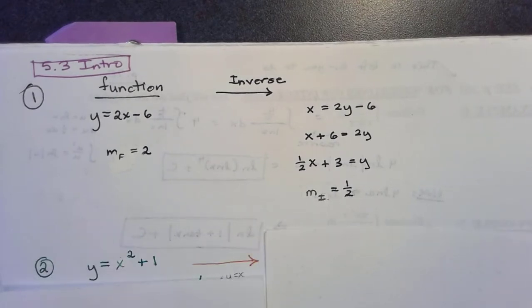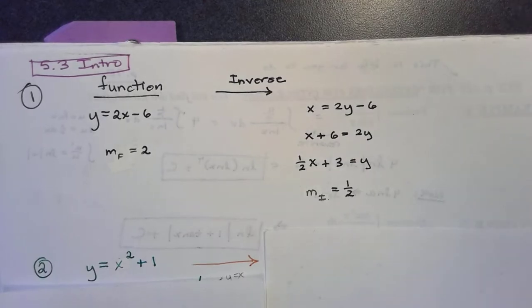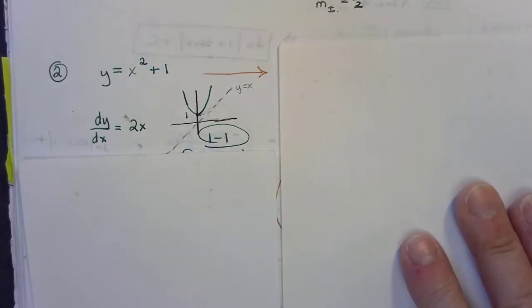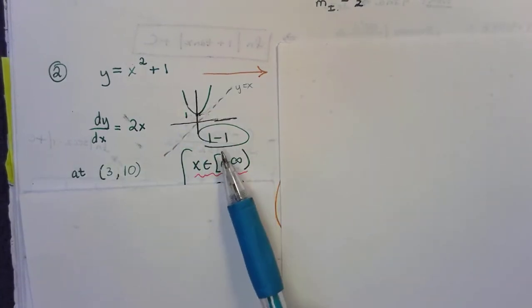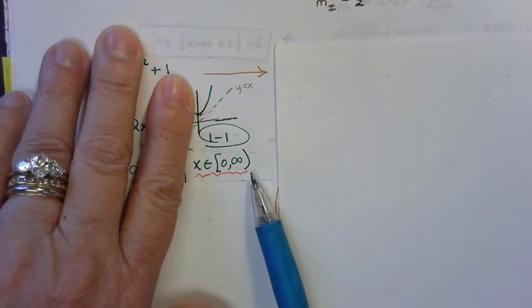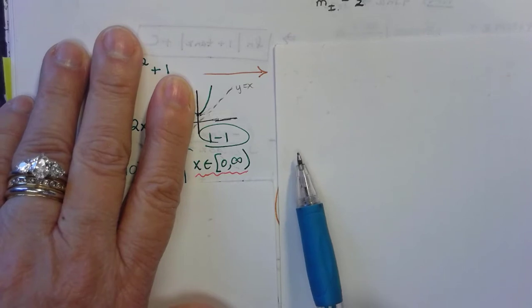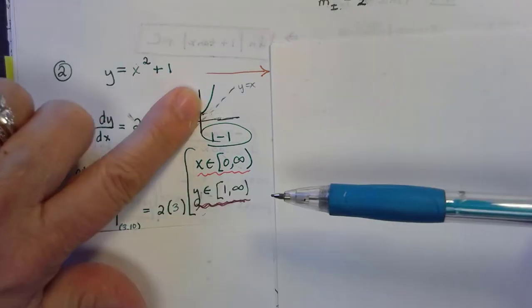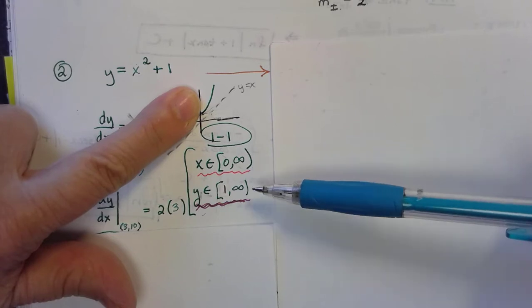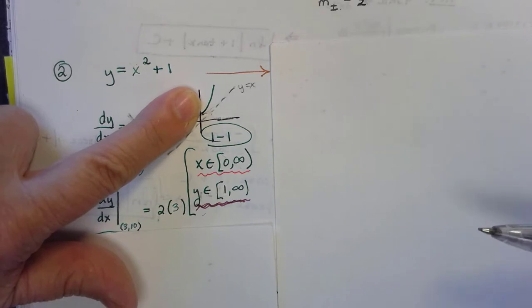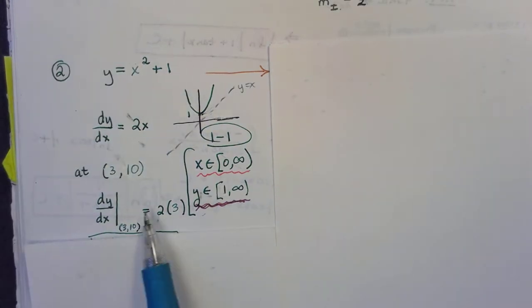If I take y equals x squared plus 1, we know what this function looks like, and dy/dx is 2x. Our function is not 1 to 1. If we restrict the domain to 0 to infinity, my function would be 1 to 1, and therefore its inverse would also be a function. Notice that with my domain restricted from 0 to infinity, it also means my range is restricted from 1 to infinity. Now let's find our derivative at (3, 10).